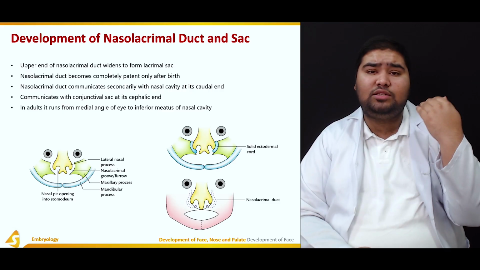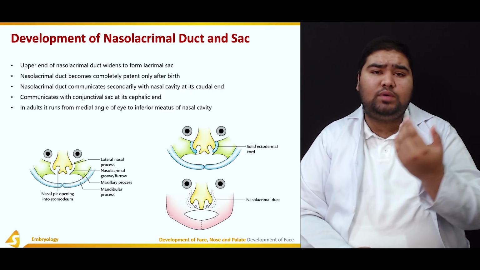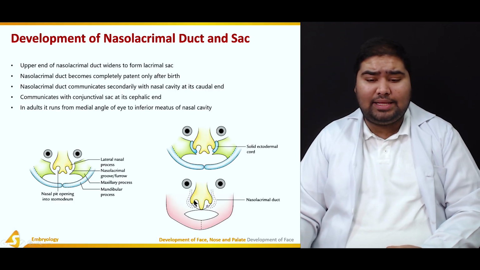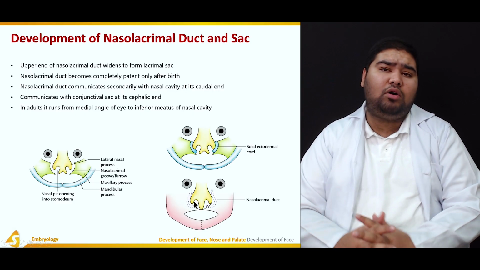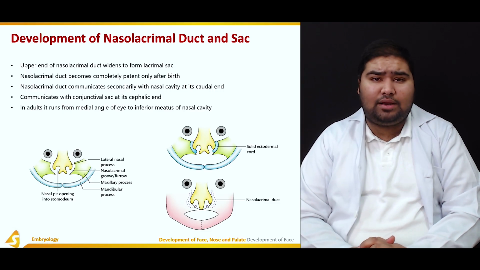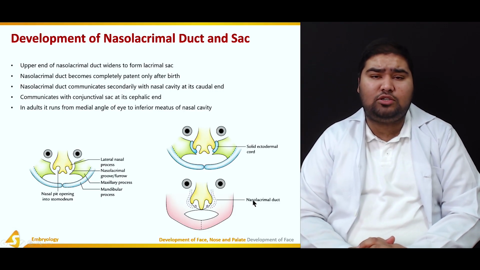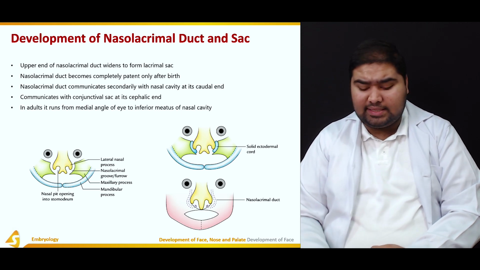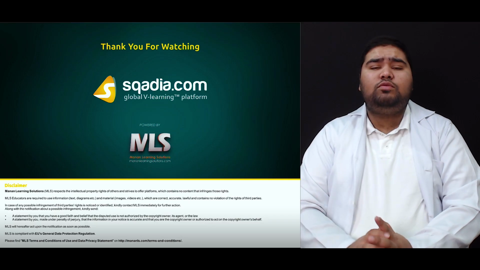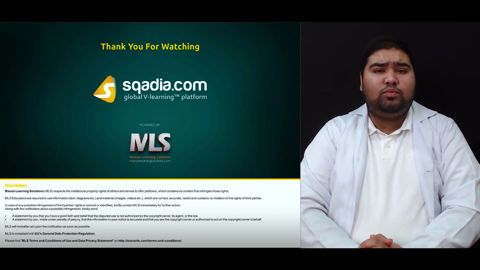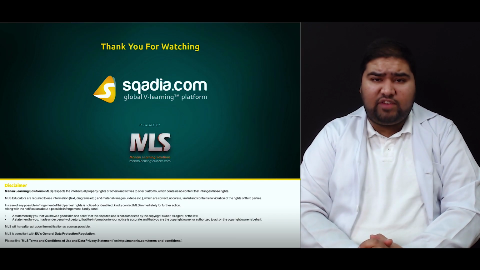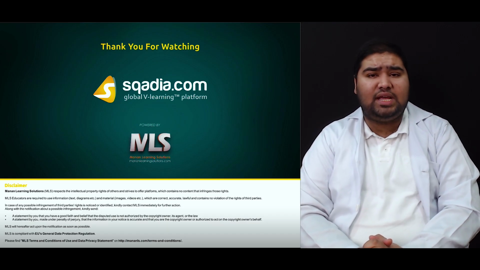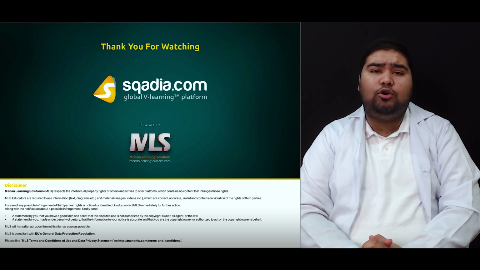The inferior meatus lies on the lateral wall of the nose towards the inside, and it lies most inferiorly somewhere in this area. So this is the area of the adult nasolacrimal duct, from the medial aspect of the eye to the inferior meatus of the nasal cavity. So this was all about this section. In this section, we discussed the development of the face, how various components of the face were innervated, and the development of the nasolacrimal duct. I hope you understood it.